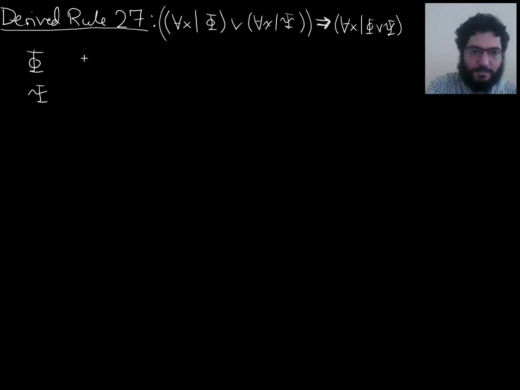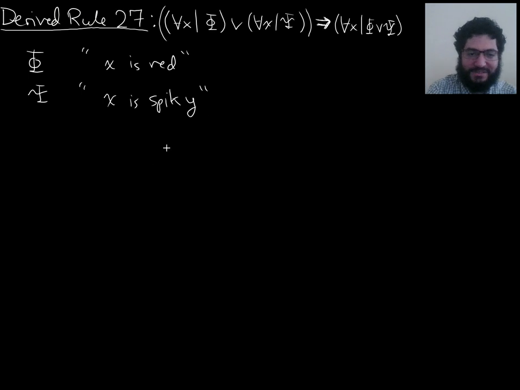So for phi, let me try x is red. And for psi, let me try x is spiky. So I'm just doing something that I think I can draw. So let's imagine, what does it mean to say that either for all x, x is red, or for all x, x is spiky.